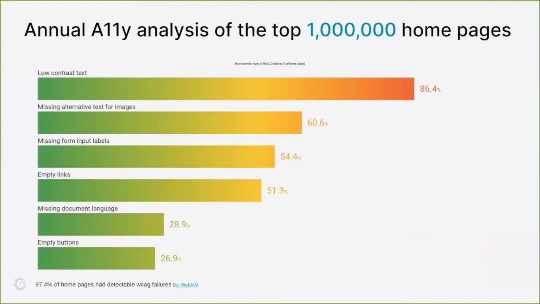WebAIM is an institute for disability and research, and every year they do an annual accessibility analysis. They analyze over 1 million homepages, and this is from February 2021. And what they found is quite shocking: 97.4% of these 1 million homepages have detectable WCAG failures. The most common types of failures are low contrast in text, missing alternative text for images, missing form input labels, empty links, missing document language, and more.